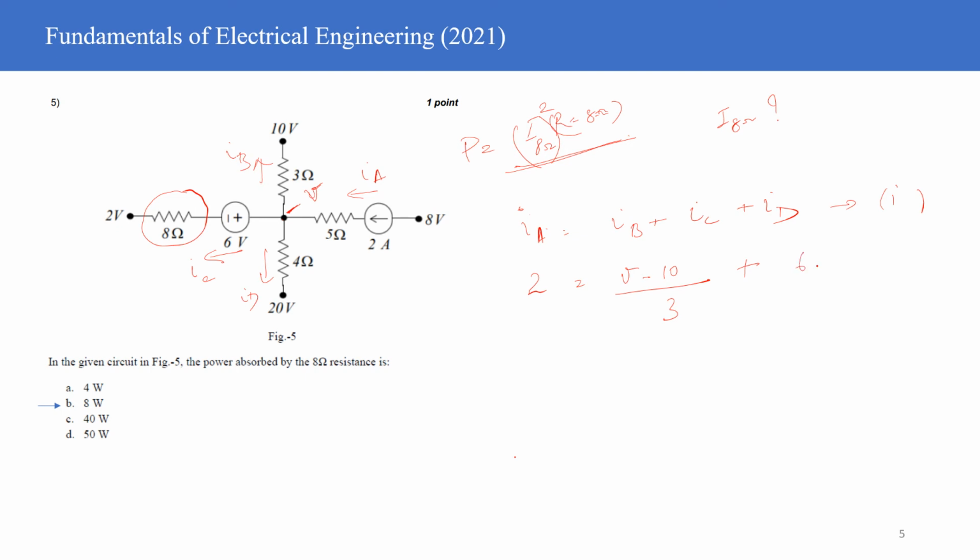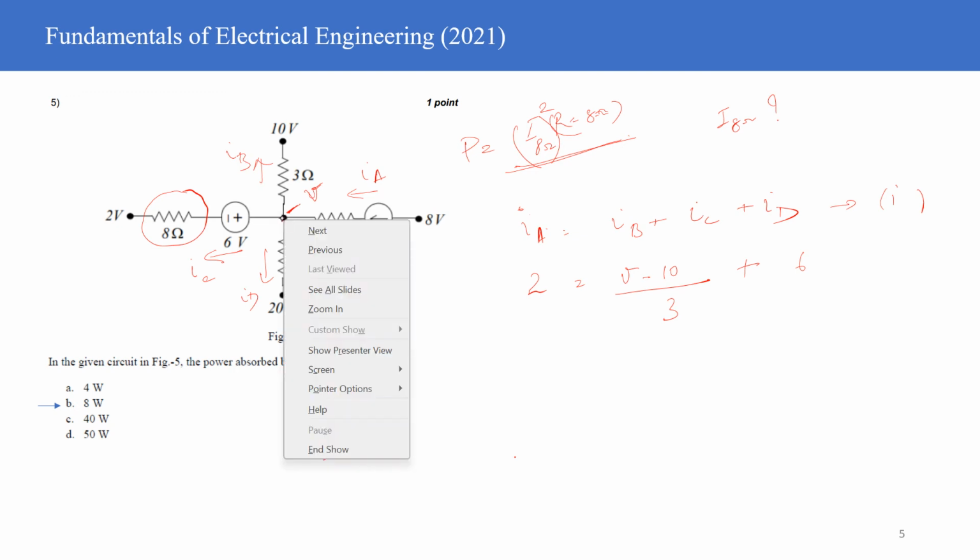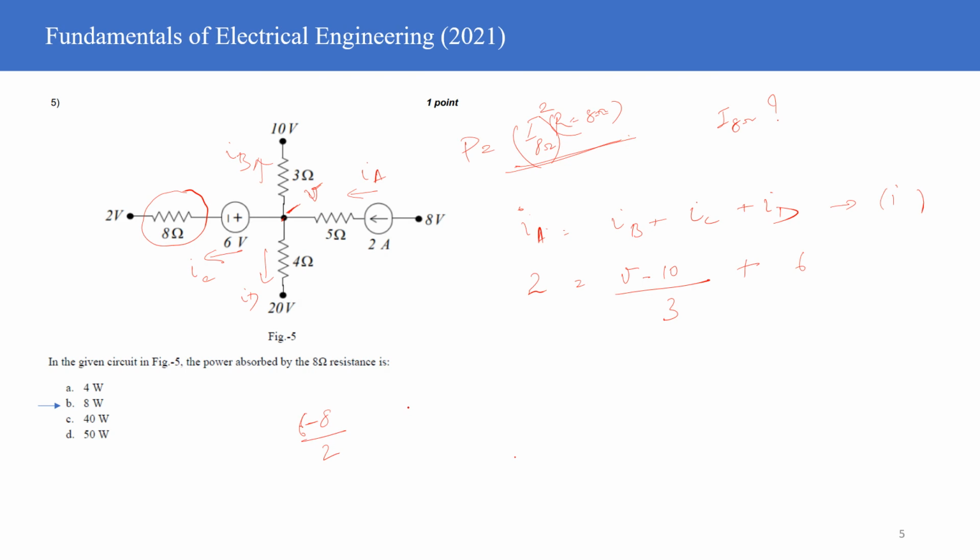6, you are saying, 6 minus 8, and then by 2. Why do you say that, Shiva? See, this node potential is V, a voltage source. Node potential is V, right, Shiva? Yes, sir. Okay, so how do you figure out current?